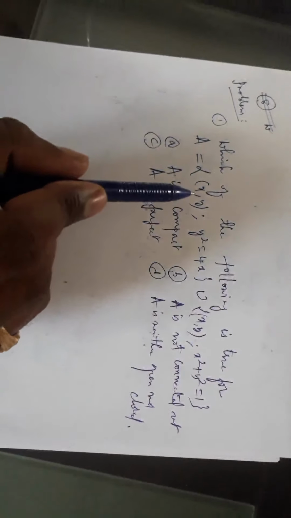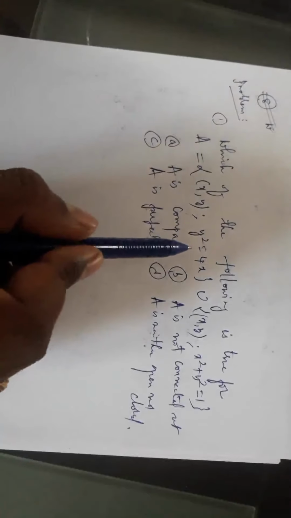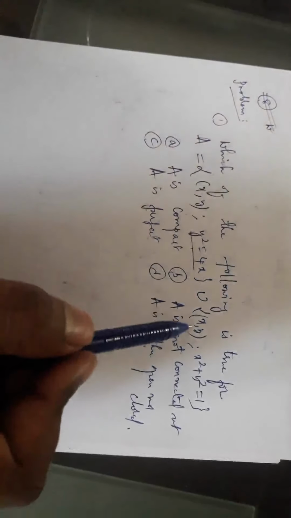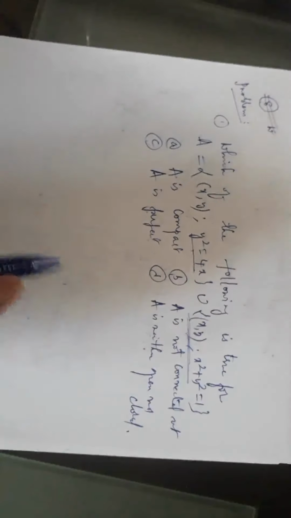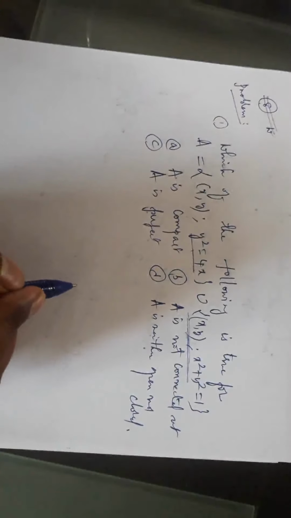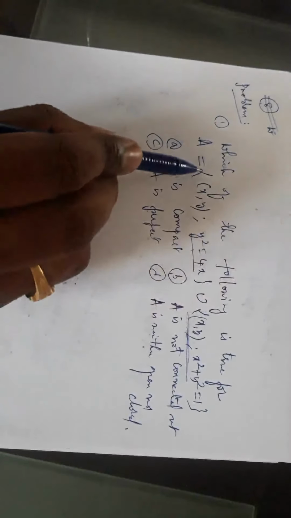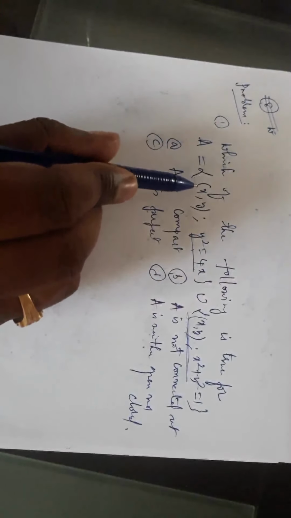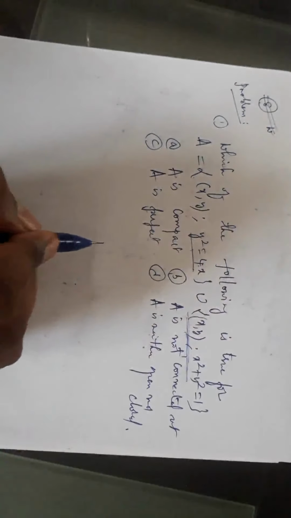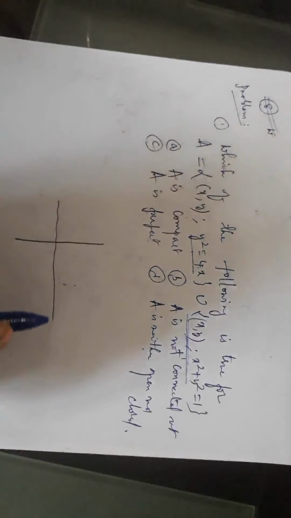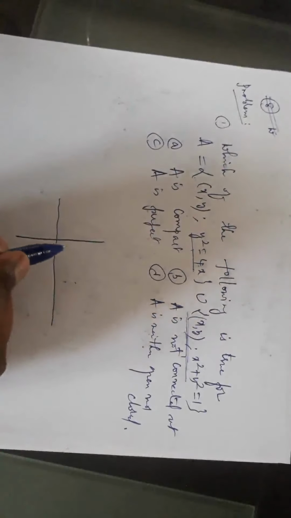A is the graph of (x, y) such that y square equals 4x, union with the graph x square plus y square equals 1. First try to understand what this A is. A is containing some set, union the other. First try to draw the graph of this. The first is the parabola, y square equals 4x.